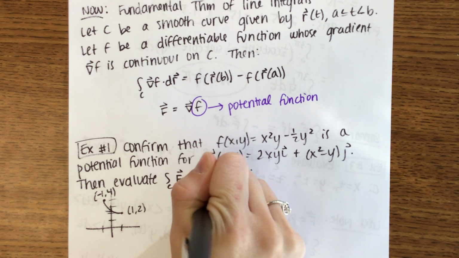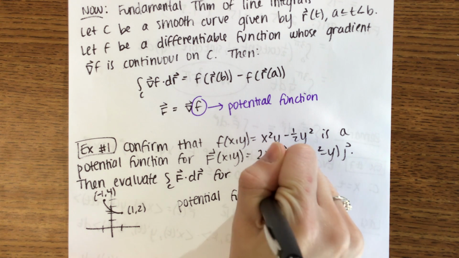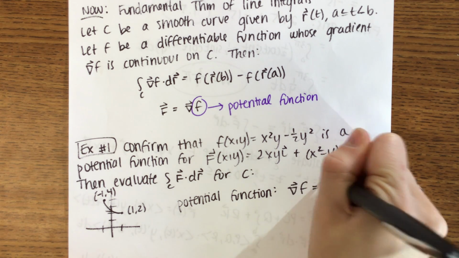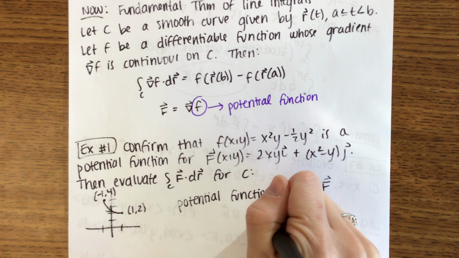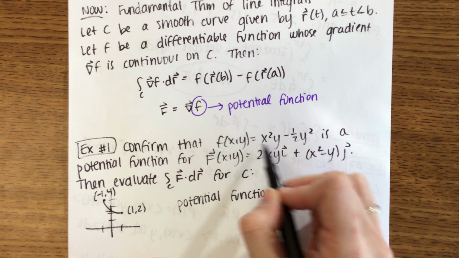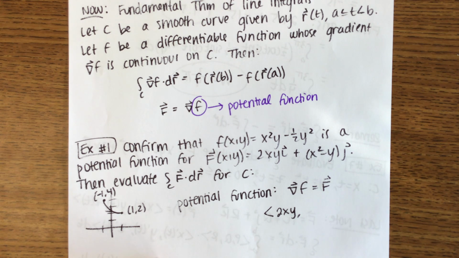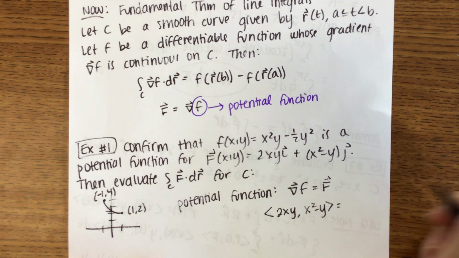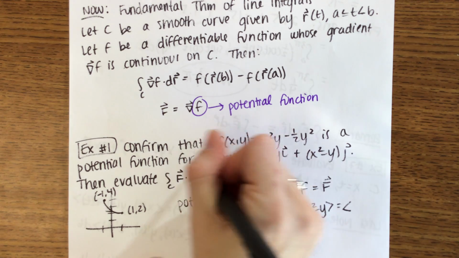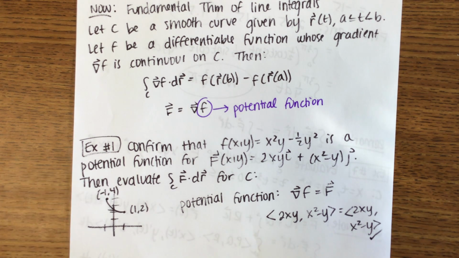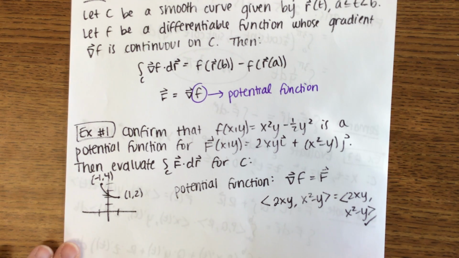First thing, we need to confirm the potential function. So again, here's what it means to be a potential function. If I take the gradient of that little function f, that should get me the vector field big F. Gradient means take the derivative with respect to x and then y. If I take the derivative with respect to x here, I get 2xy. And if I take the derivative with respect to y, I get x squared minus y. Okay, so that shows us that yes, little f is a potential function for big F. So that was the first step.